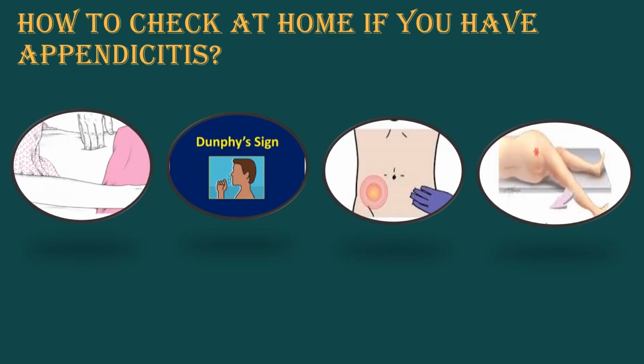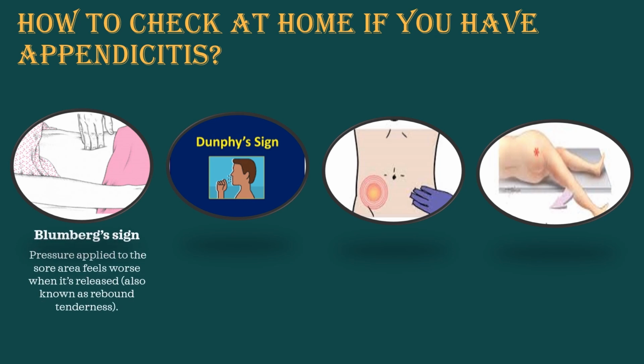Here are a few signs that are used by healthcare providers, and you can also use them at home to see if anyone around you in pain has appendicitis or not. The first one is Blumberg's sign, in which pressure is applied to the sore area, which is generally the right lower quadrant or the right lower corner of the abdomen, and when this pressure is released, the pain becomes worse. This is also known as rebound tenderness.